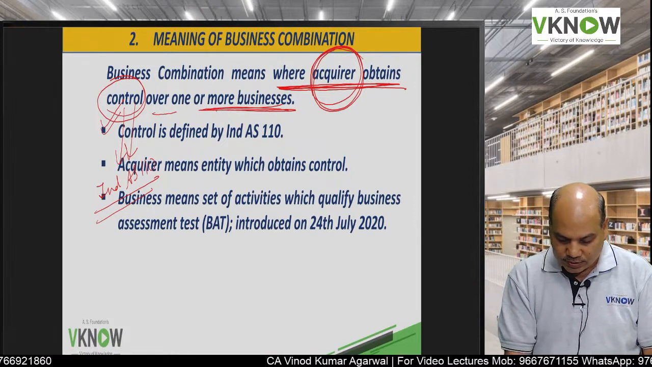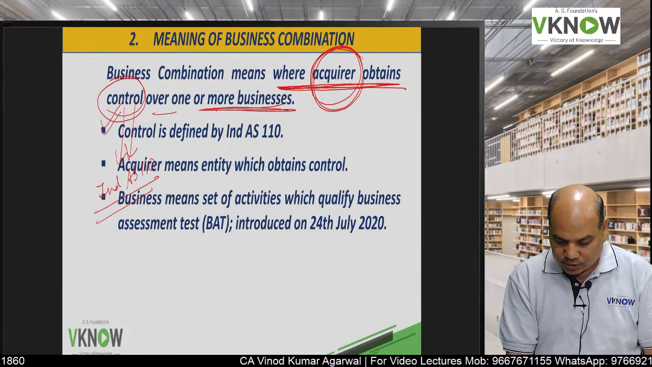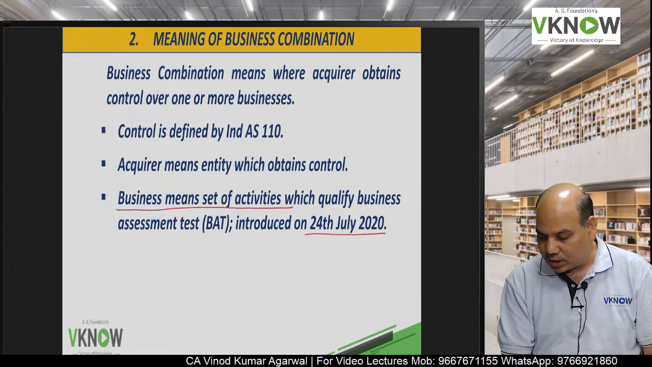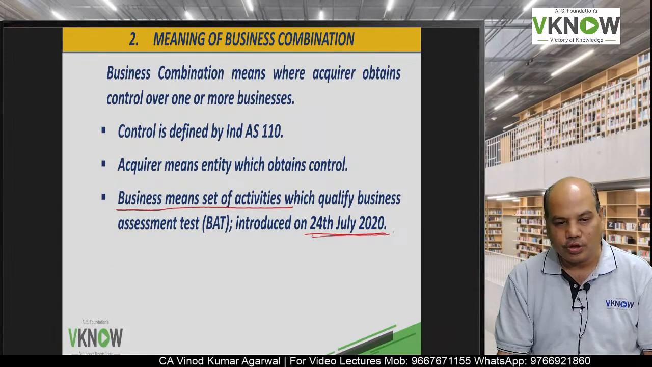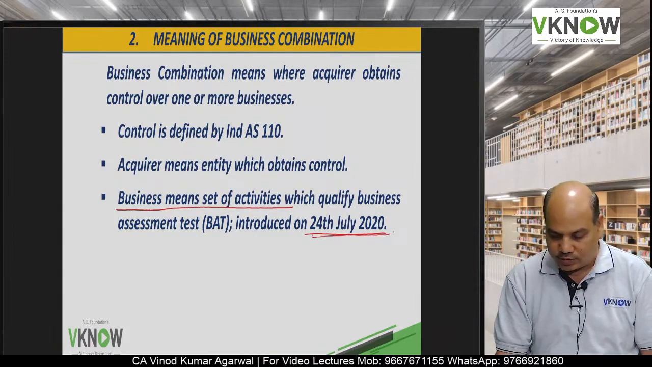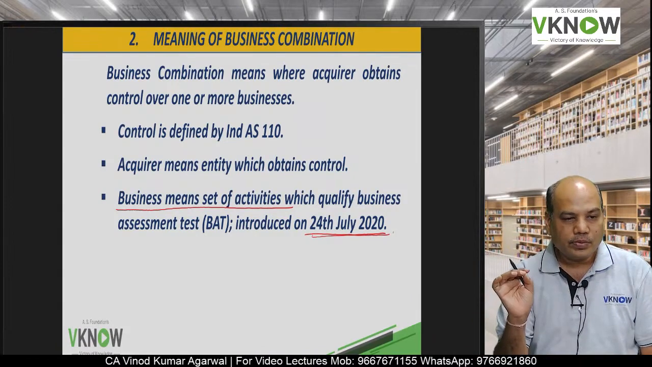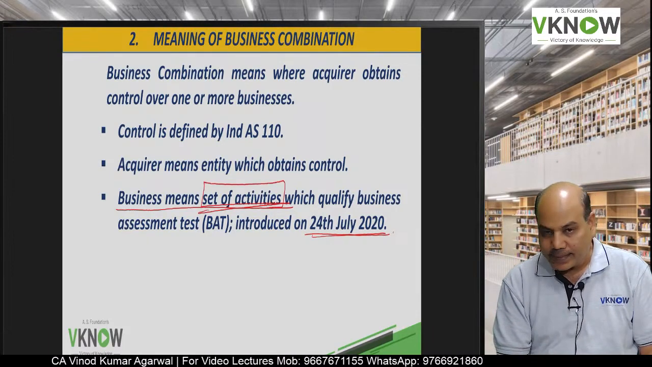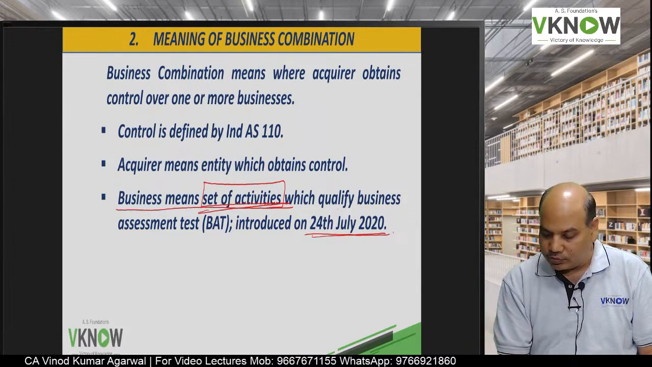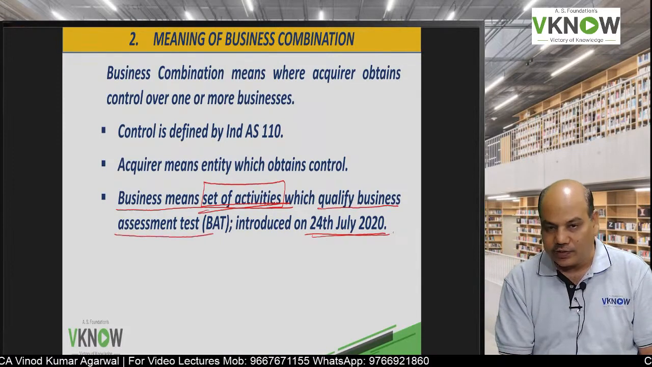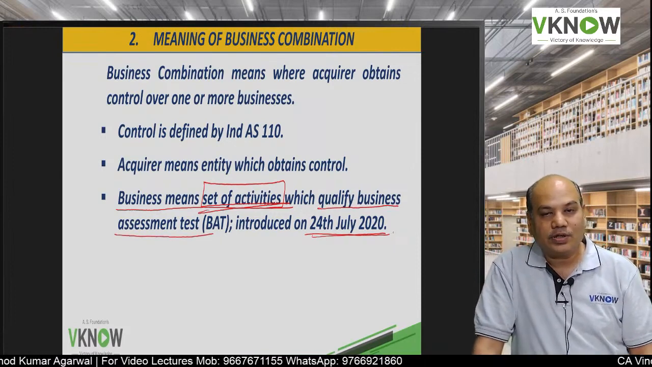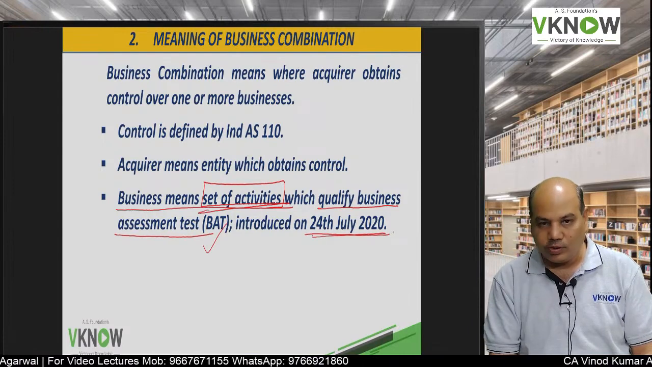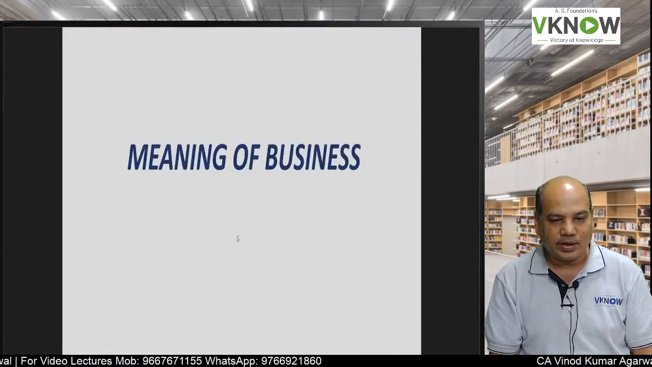And what is business? The definition of business has undergone change by an amendment in IND AS 103 on 24th July 2020. Now the meaning of business is a set of activities which qualifies the business assessment test. So we will call it BAT, business assessment test.